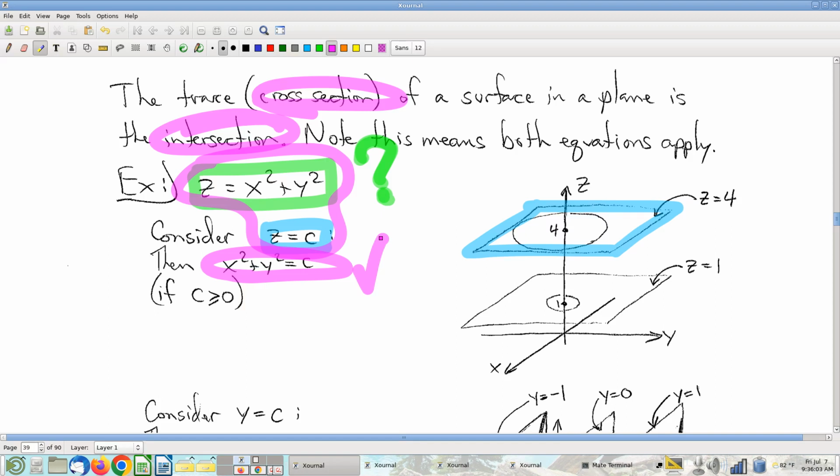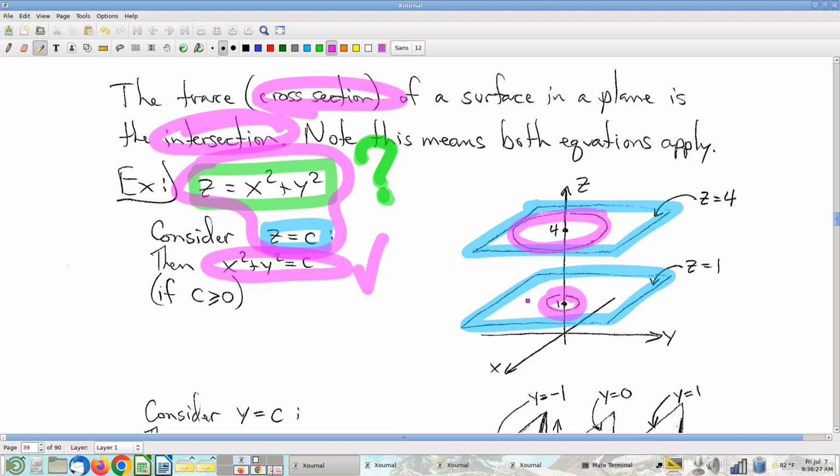I don't even need to think about that. That's a circle, right? So that intersection is a circle. And you could repeat this process for various different constants. I mean, over here I did it for c equals 4, but you could set z equal to 1 instead of 4, or all the algebra is morally equivalent, and so that gives you a different cross-section like that.